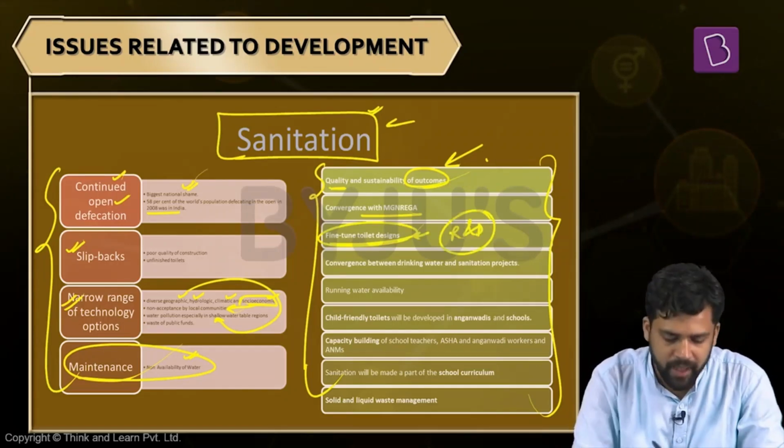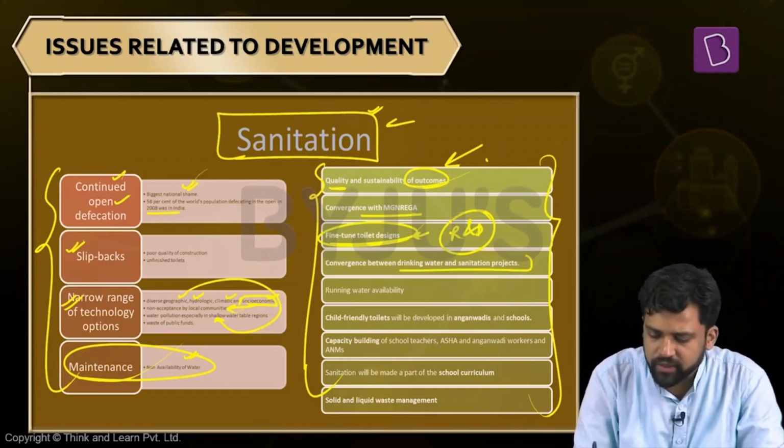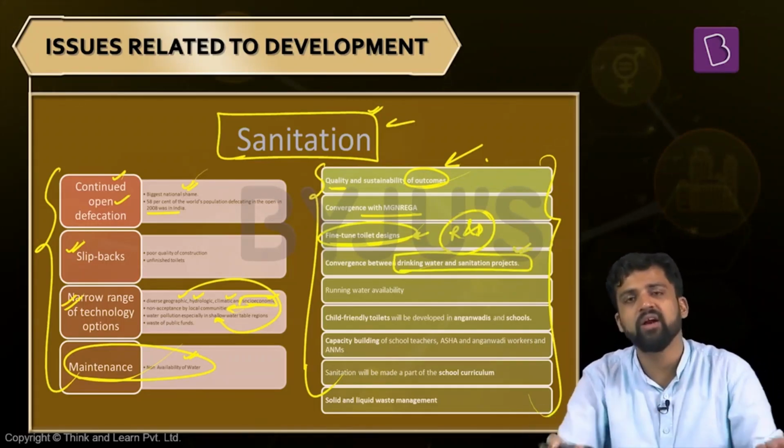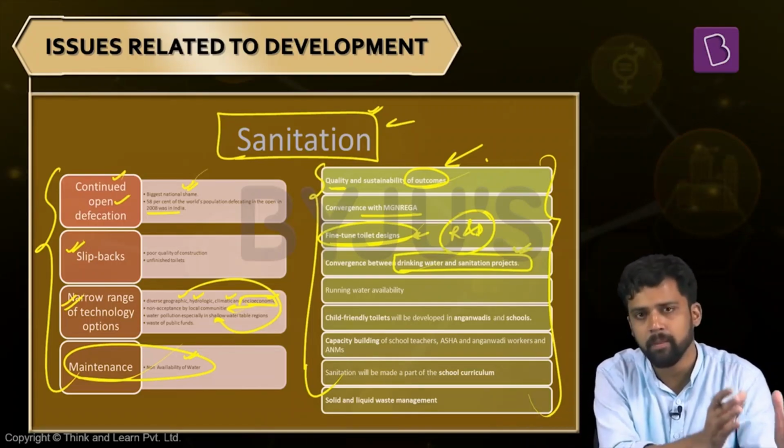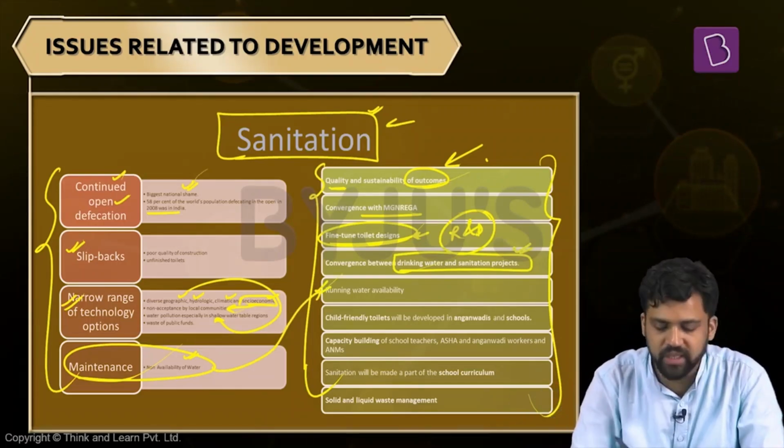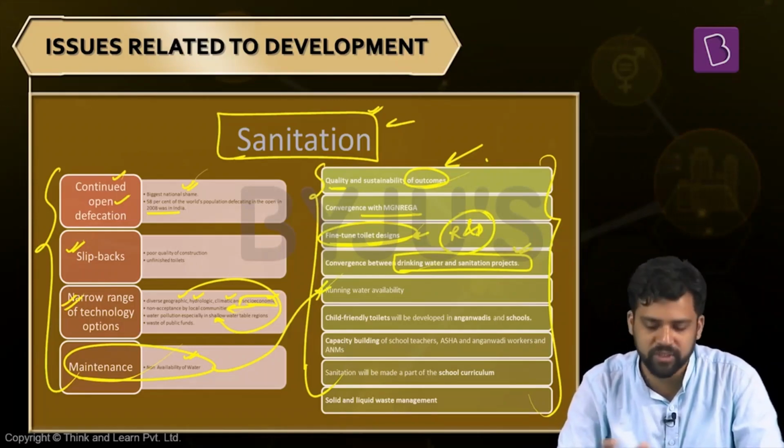We need to find out different types of toilet designs as per the hydrology, the geography, and the climate conditions. Drinking water and sanitation projects, convergence has to be there. That means we need to maintain distance between these projects. Sanitation projects and drinking water resources should be separated by a distance. We have to ensure that a running water facility is there. If a running water facility is not there, these kinds of unit-set-up toilet facilities will not be used.